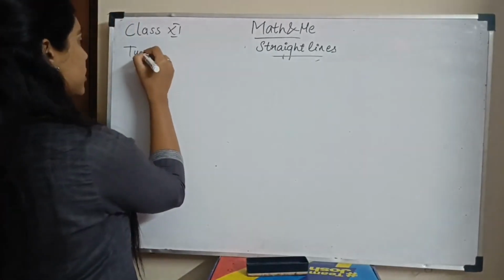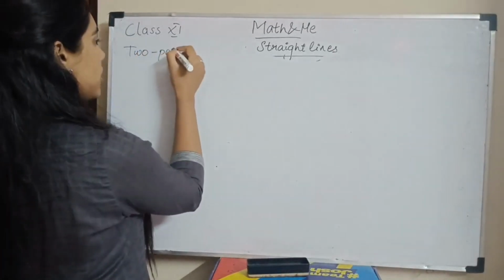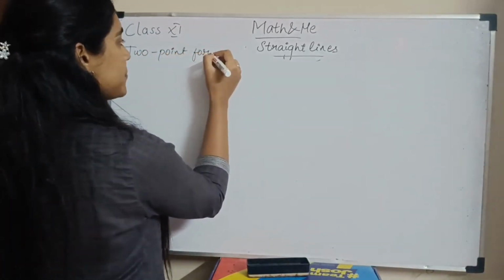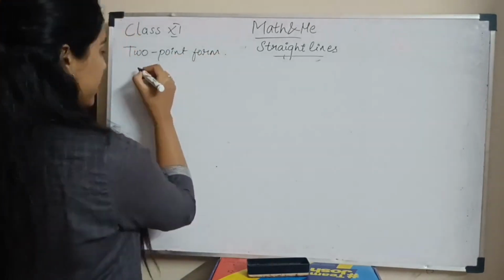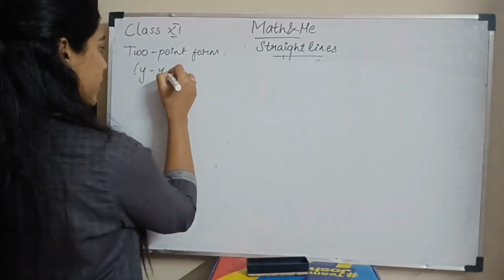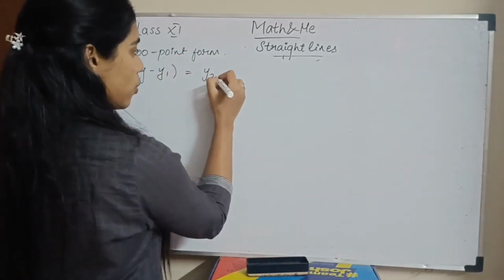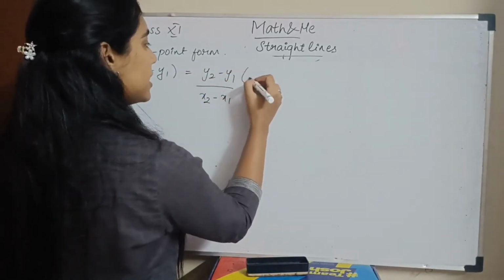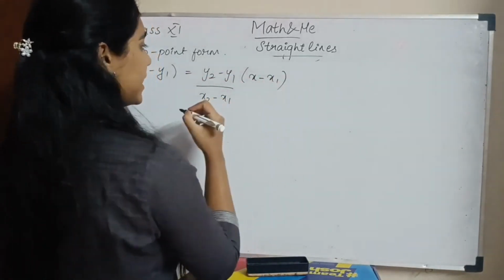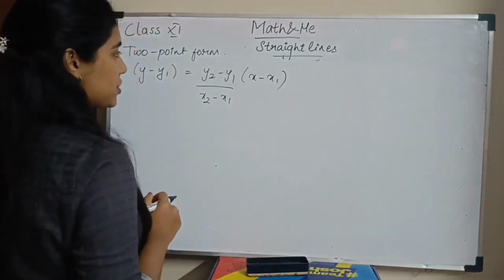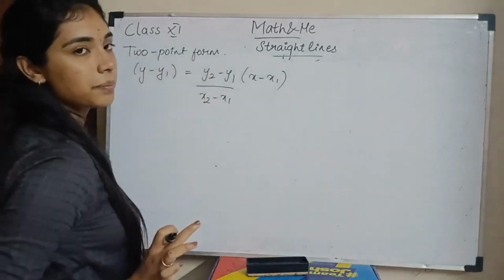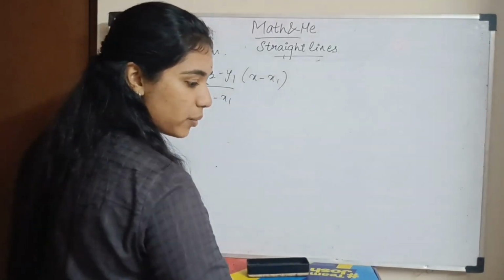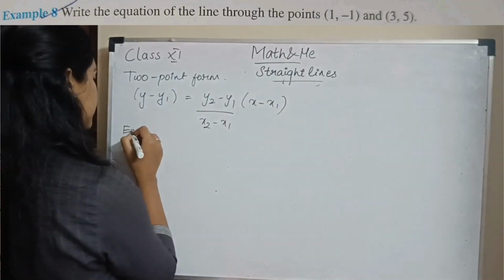What if we have 2 points? So this is called the 2-point form. Then the particular equation will be y minus y1 equals y2 minus y1 divided by x2 minus x1 times x minus x1. Okay. So this is the equation for 2-point form. So we'll solve an example question. Example 8.